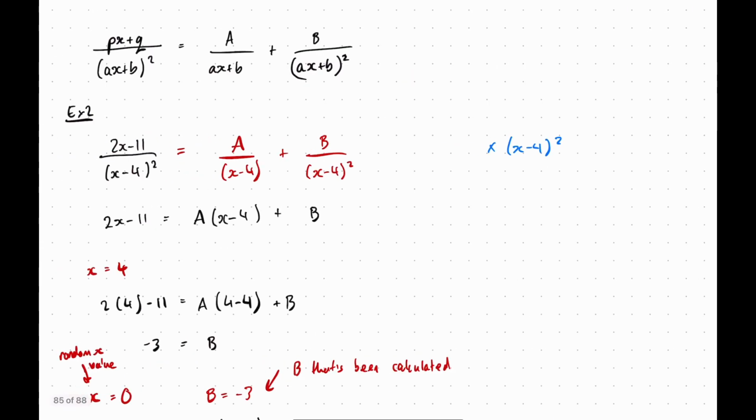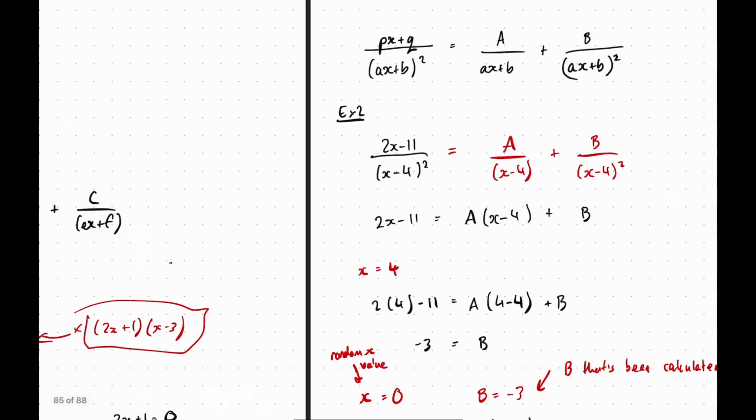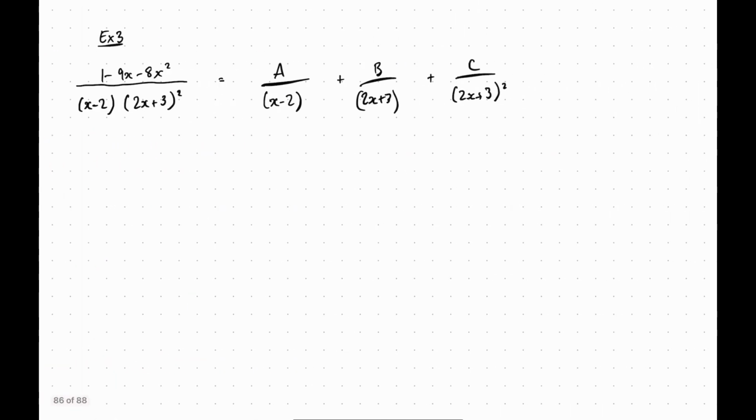Basically, it's combining this identity here, where if you've got 3 brackets on the bottom, you need 3 different terms, with this identity here where if you've got a squared bracket, you need 2 different terms. So you've got 1 term from this, and from this you've got 2 terms. Now we need to multiply through by our denominator, so I'm just going to write it to one side. We're going to times through by x minus 2, 2x plus 3 squared.